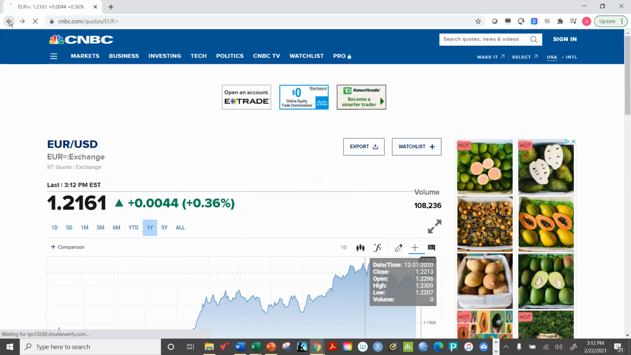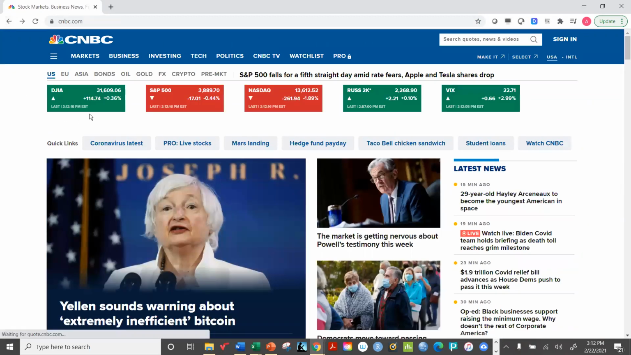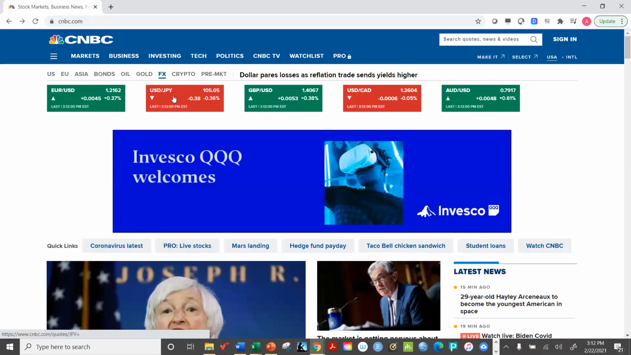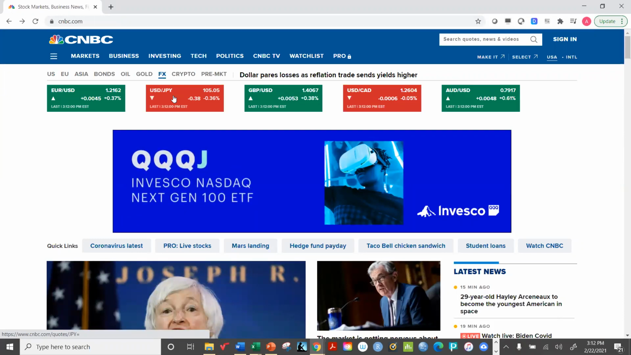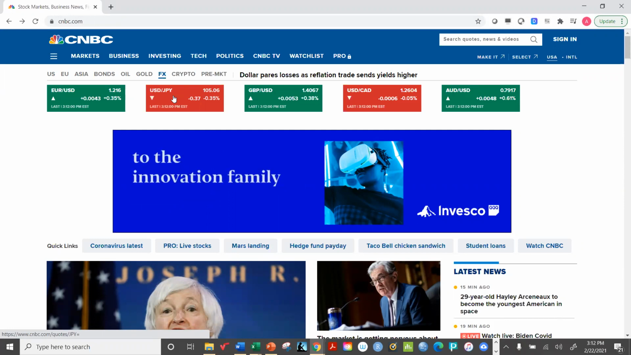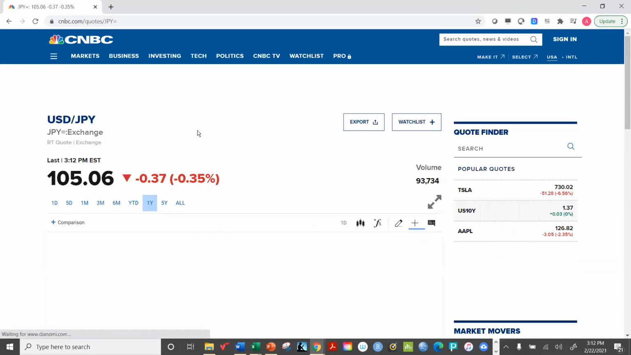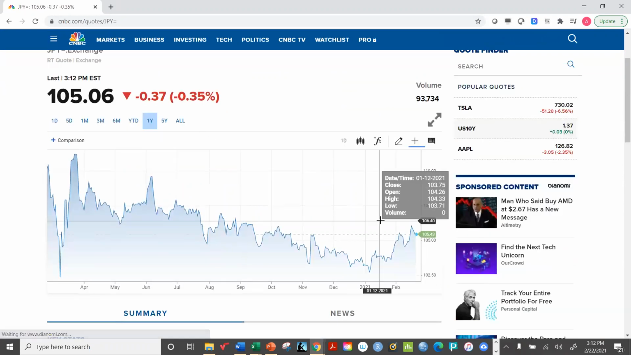But let's see, what about some of these other ones? Oops, wrong one. This is the yen and the dollar. The Japanese yen, a dollar will buy 105.05 Japanese yen. The yen is always traded at a very low number like that. In other words, each yen is worth slightly less than a penny. And that's pretty much been stable for a while.